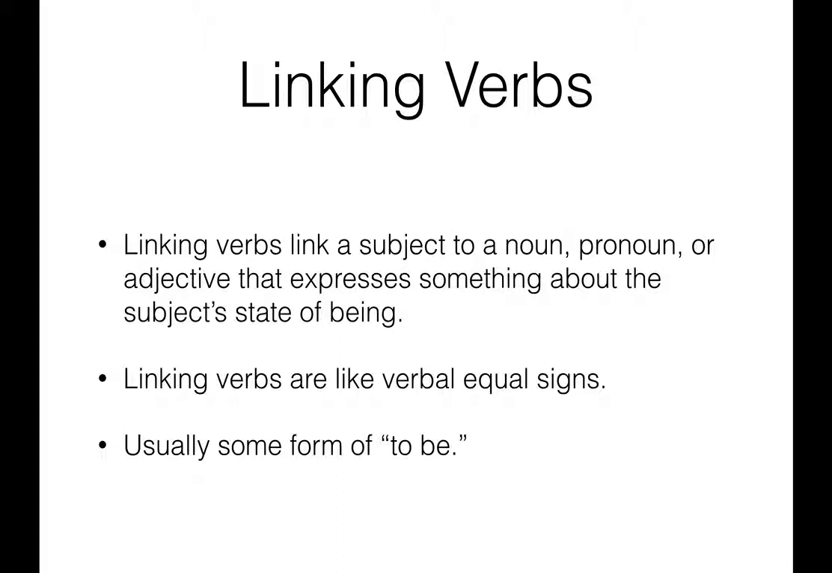A linking verb links a subject to a noun, pronoun, or adjective that expresses something about the subject's state of being. They're like equal signs, kind of, with words. Usually the linking verb is some form of to be. So you're taking a subject on the left, and then you're going to have something after the linking verb, and the linking verb is the little link between those. And that'll make a little bit more sense as we go on.